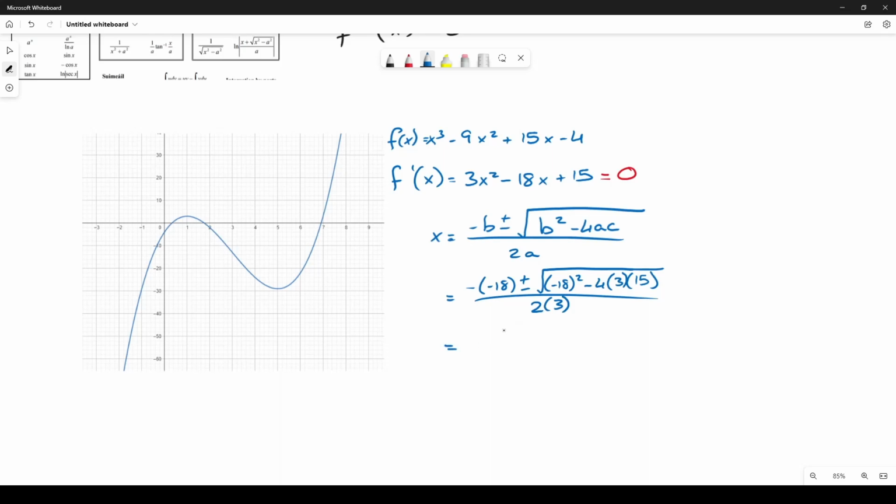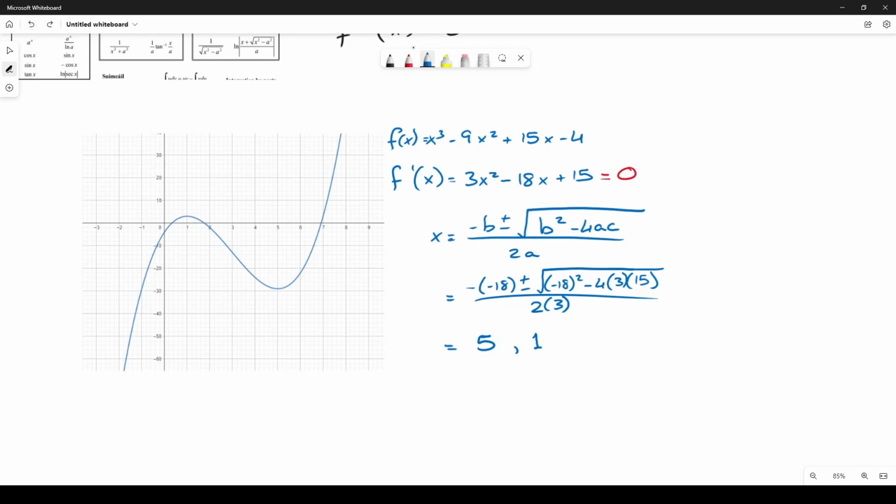When you type all of this into the calculator, you do it once where there's a plus in this situation, and once where there's a minus there. When you do the plus version, you get 5. When you do the minus version, you get 1. So what we're saying is, if we want the slope formula to give us 0 as an answer, we must sub in either 1 or 5 as the x value.